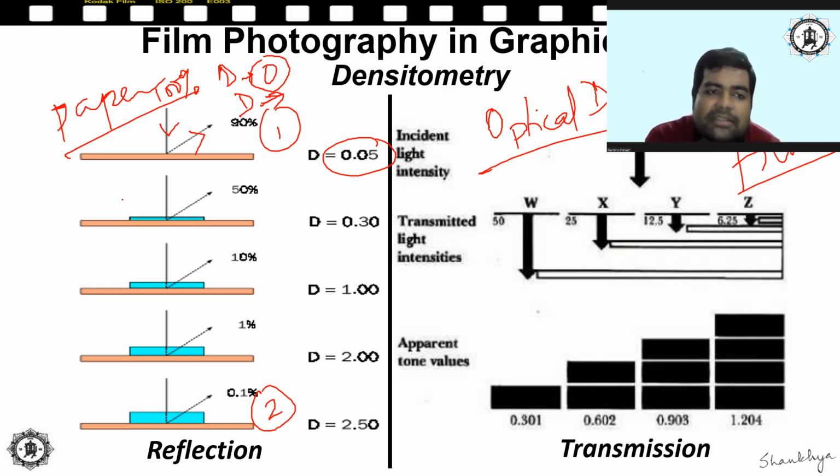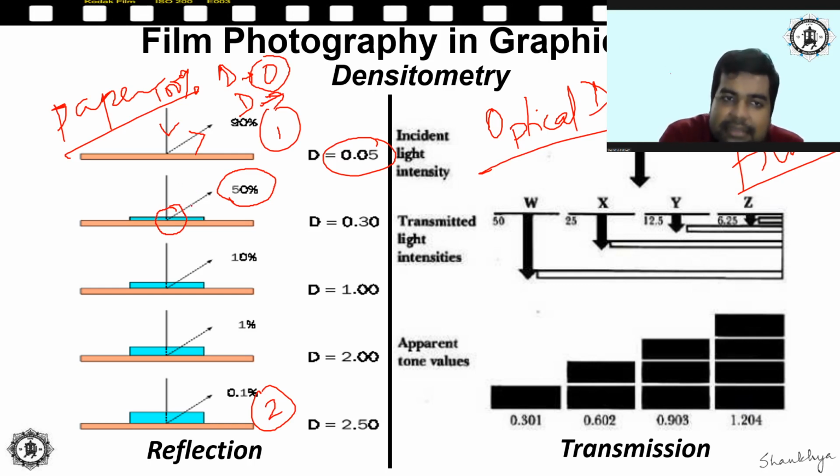Now let us see when there is only a very fine film of ink. Then what is happening? Only 50% of the light is getting reflected back. What is happening to the rest of the 50% of light? Some of it is getting scattered, some of it is getting absorbed onto the ink film, then onto the substrate and all this. So here the density of the ink film will be greater than the previous density that we obtained for only paper, that will be higher, right?